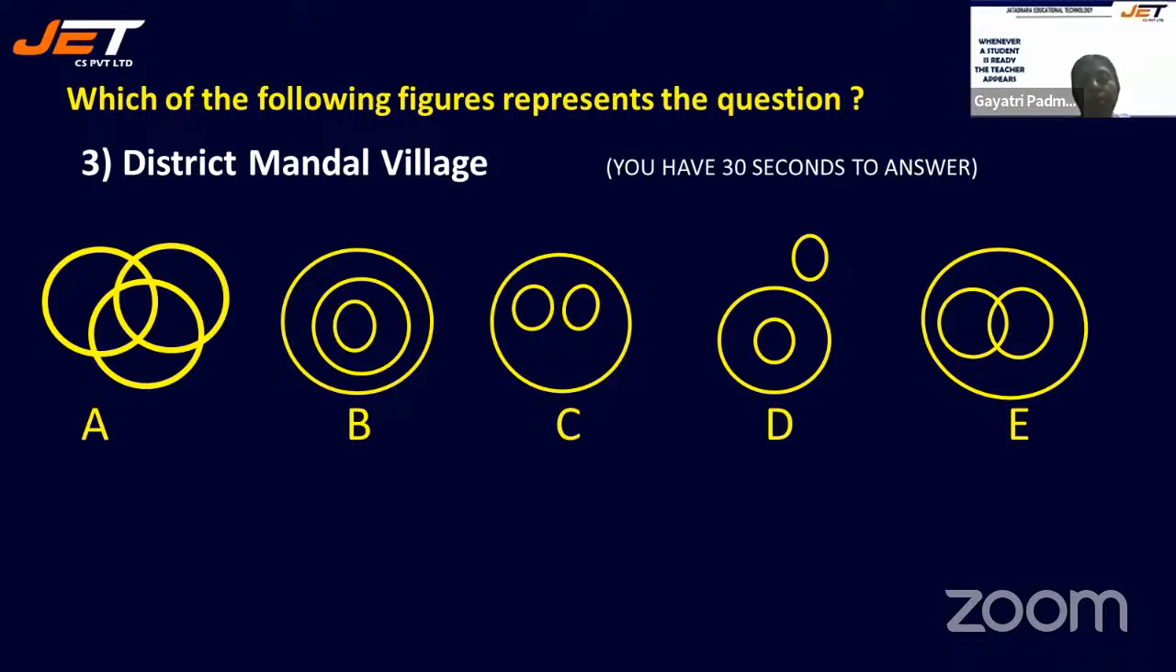So what comes under what? If you understand that, then you will be able to solve this question. So 30 seconds time is given. Your time is running, so before 30 seconds we must be able to solve the question and give the exact answer. All right, so let's see here.